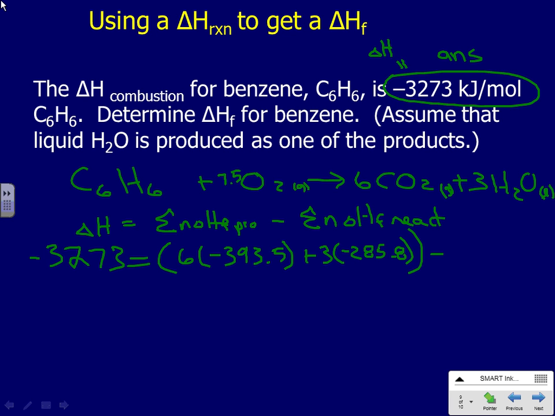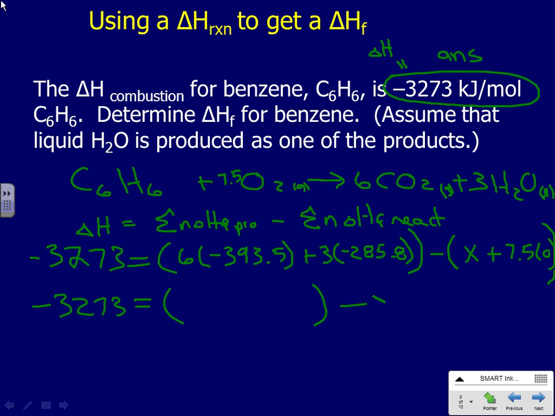Close the brackets. Minus. There's only one C6H6. That's what I'm looking for. So in this type of a question, we're looking for one of the delta HFs. And then this is going to be plus 7.5 times 0. But that's okay, we'll still add it in. Negative 3273 equals. You could go ahead and calculate that down into one number.